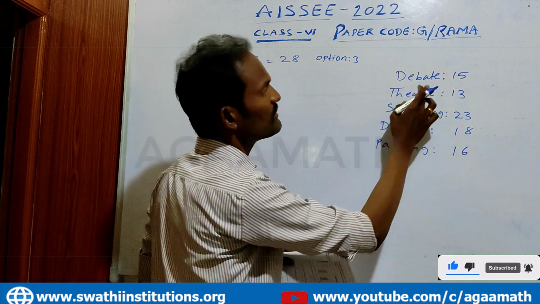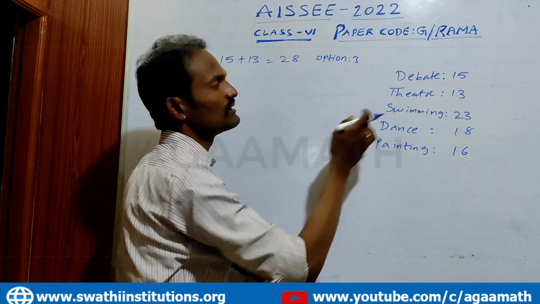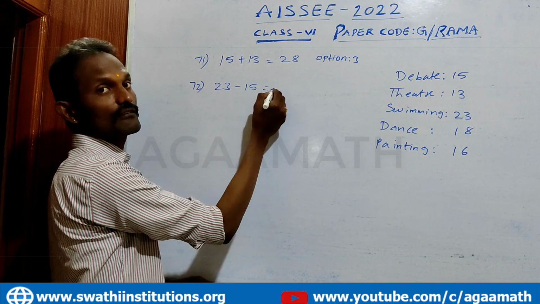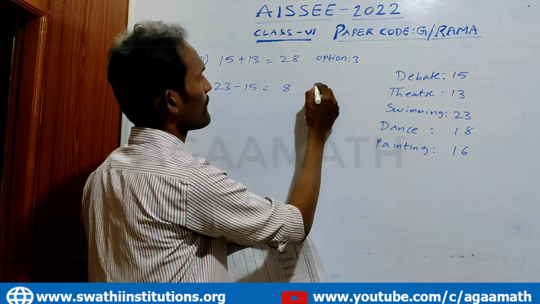And 72. How many more students chose swimming as compared to debate? Compared with the debate, how many more students are in swimming means the difference between swimming and debate, that means 23 minus 15, which is 8. So that is option 2.